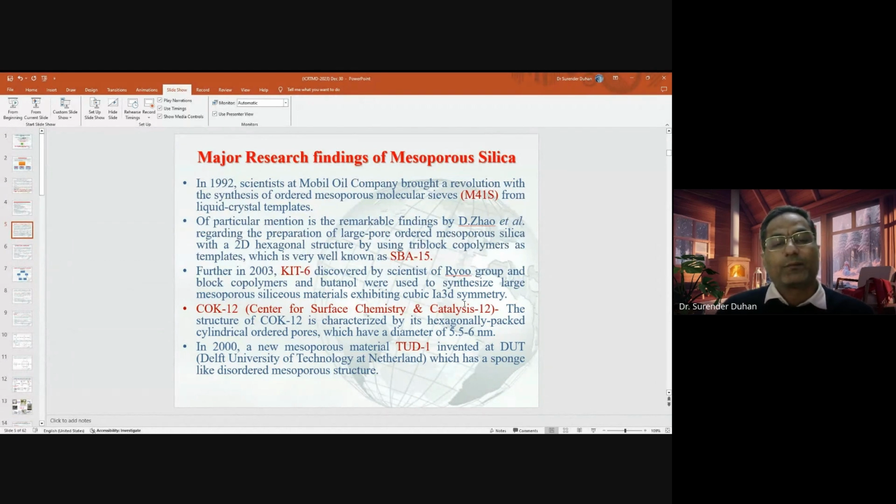COK12 is also a family of mesoporous materials, from the Center for Surface Chemistry and Catalysis. The structure of COK12 is characterized by hexagonally packed cylindrical ordered pores, which have a diameter of 5.5 to 6 nanometers. In 2000, a new mesoporous material, also a smart or intelligent material, TUD1, was invented at TU Delft, Delft University of Technology in the Netherlands, which has a sponge-like disordered mesoporous structure.